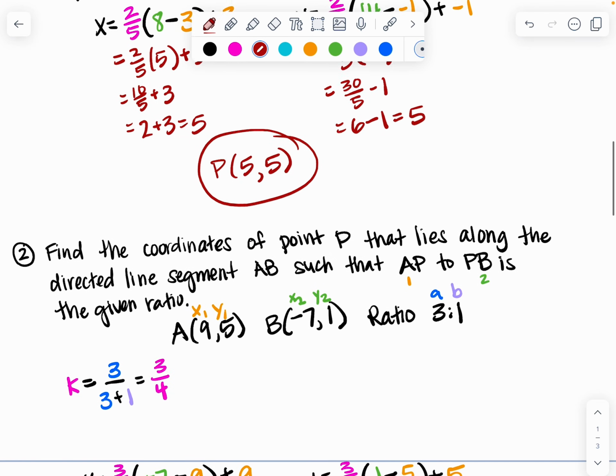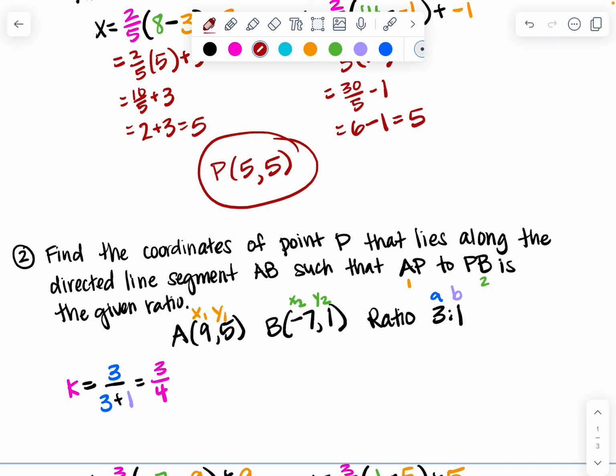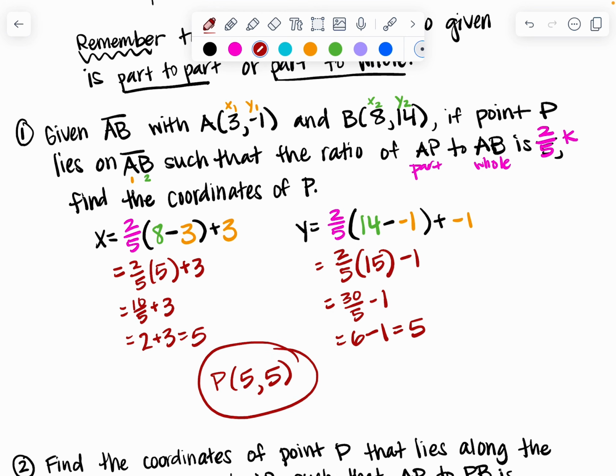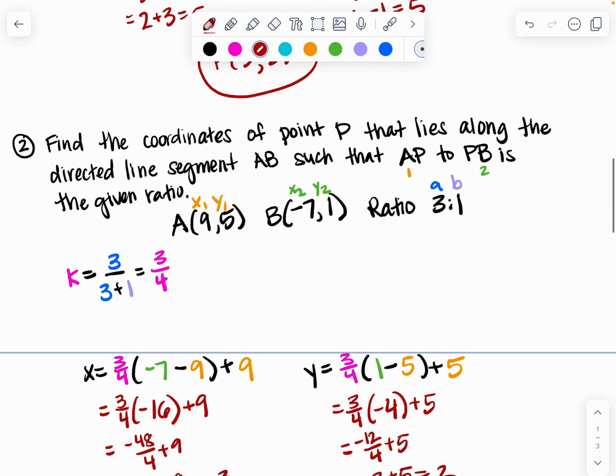So the important thing is remembering when it's giving you part to part. So this one is giving you AP to PB, that's part to part. In the first example, it was giving you part to whole with K already given to you.